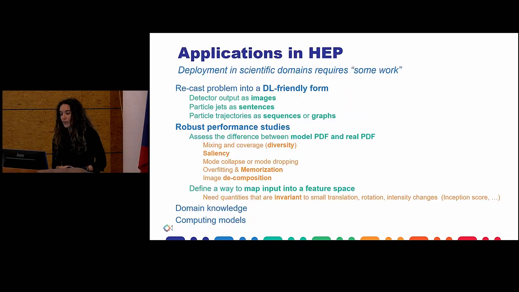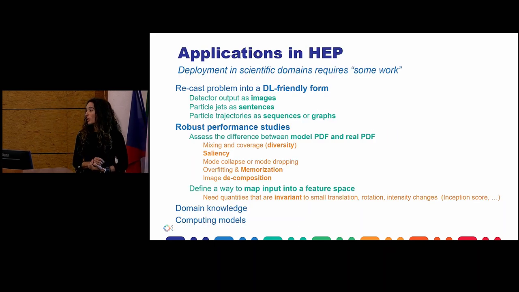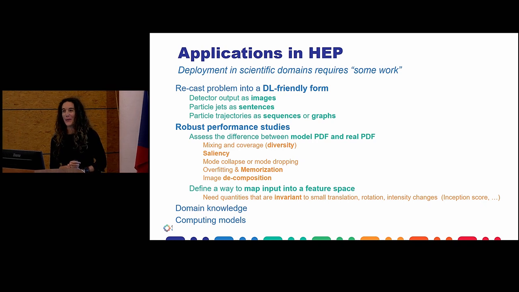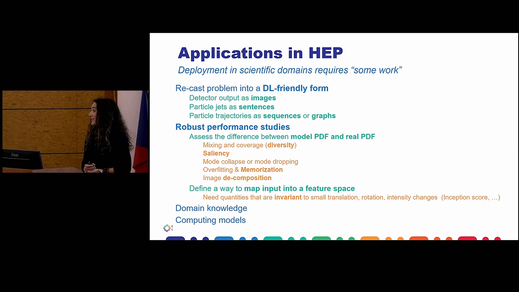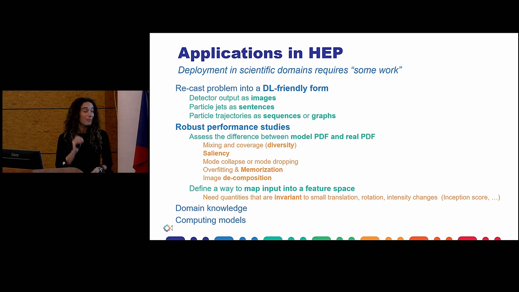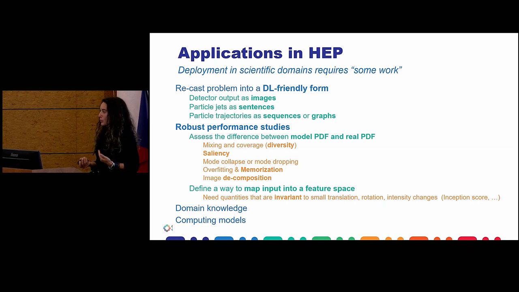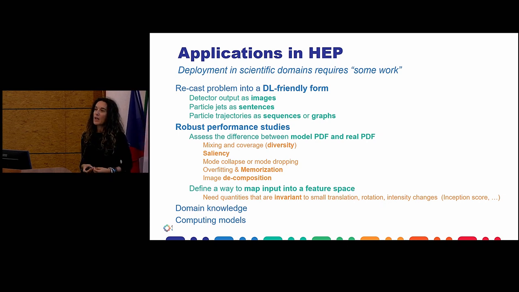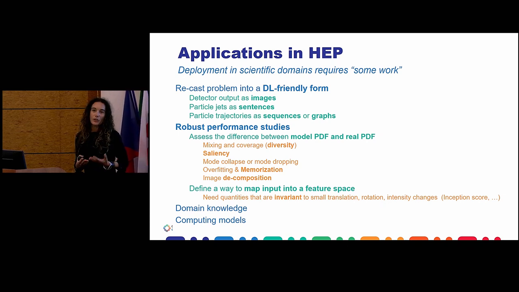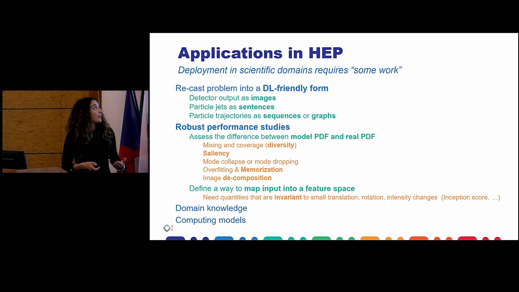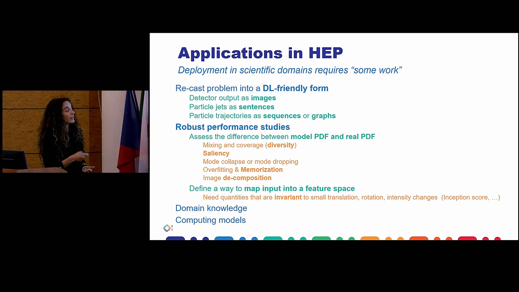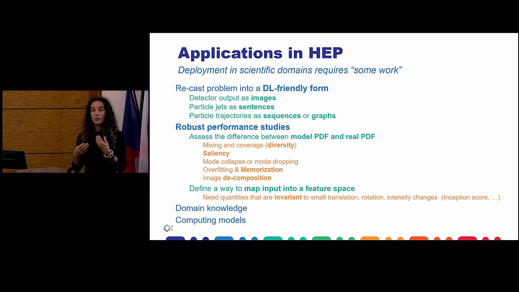But of course, if we want to use those models in our field, we have to be a little bit less sensational, I would say, and a little bit more robust. Well, first of all, we have some problems that we need to solve. So how do we recast our problems in a way that is deep learning friendly? This means that if I want to simulate a detector output, I have to be able to reformulate it in some way so that, for example, I can use image recognition techniques.